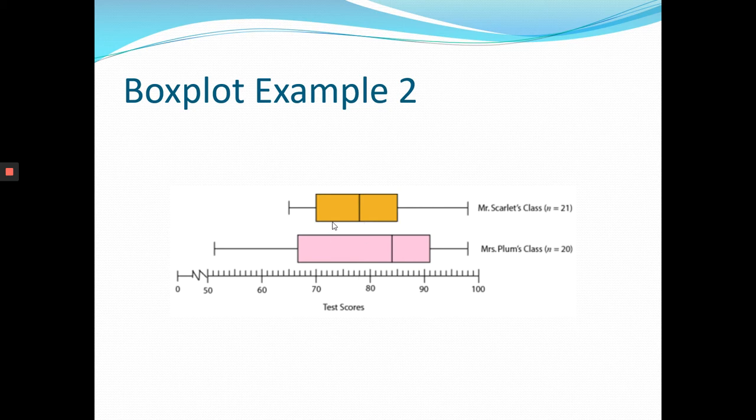And then also I'm curious about the median. The median is much higher. Well, that's the top 50%, so we just talked about that. The top 25% is similar. So the top 25%, just like the top 50%, are doing better in Mrs. Plum's class. Her top 25% is getting above 92. Mr. Scarlett's top 25% is getting, it looks like, 85. So a bit of a mixed picture.